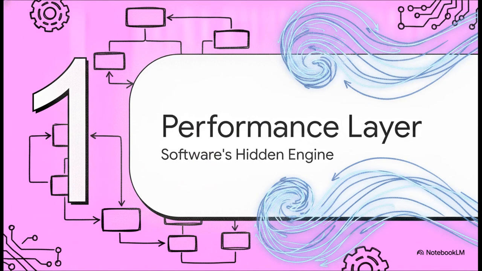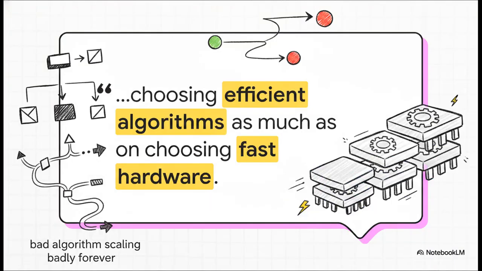Section 1, the invisible performance layer, which is really software's hidden engine. You see, an algorithm is basically a precise computational procedure that transforms an input into an output. And as the source brilliantly points out, hardware gets faster every year, sure, but a bad algorithm scales badly forever. Think about it. If computers were infinitely fast, you could use literally any correct method, but they aren't. Performance is usually limited by your algorithm choice, not your CPU speed.